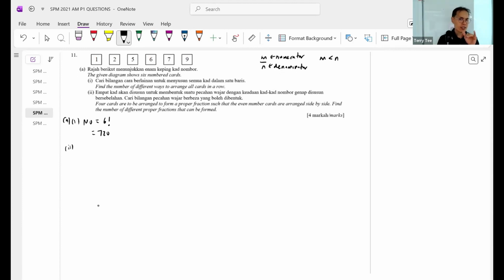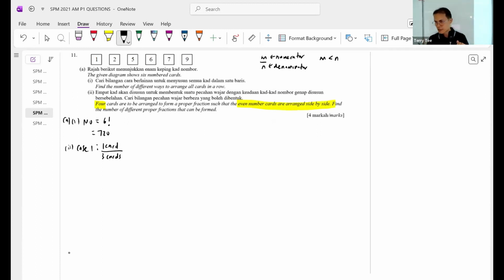Now, remember you have 6 cards, but you're choosing how many cards? You're choosing 4. So if you have 4 cards, in what situation do you get an improper fraction? Sorry, proper fraction. Case number 1. Let me start with a simple one. You have 1 card divided by 3 cards. That is a proper fraction. Correct. However, one more condition. Even numbers must be arranged side by side.